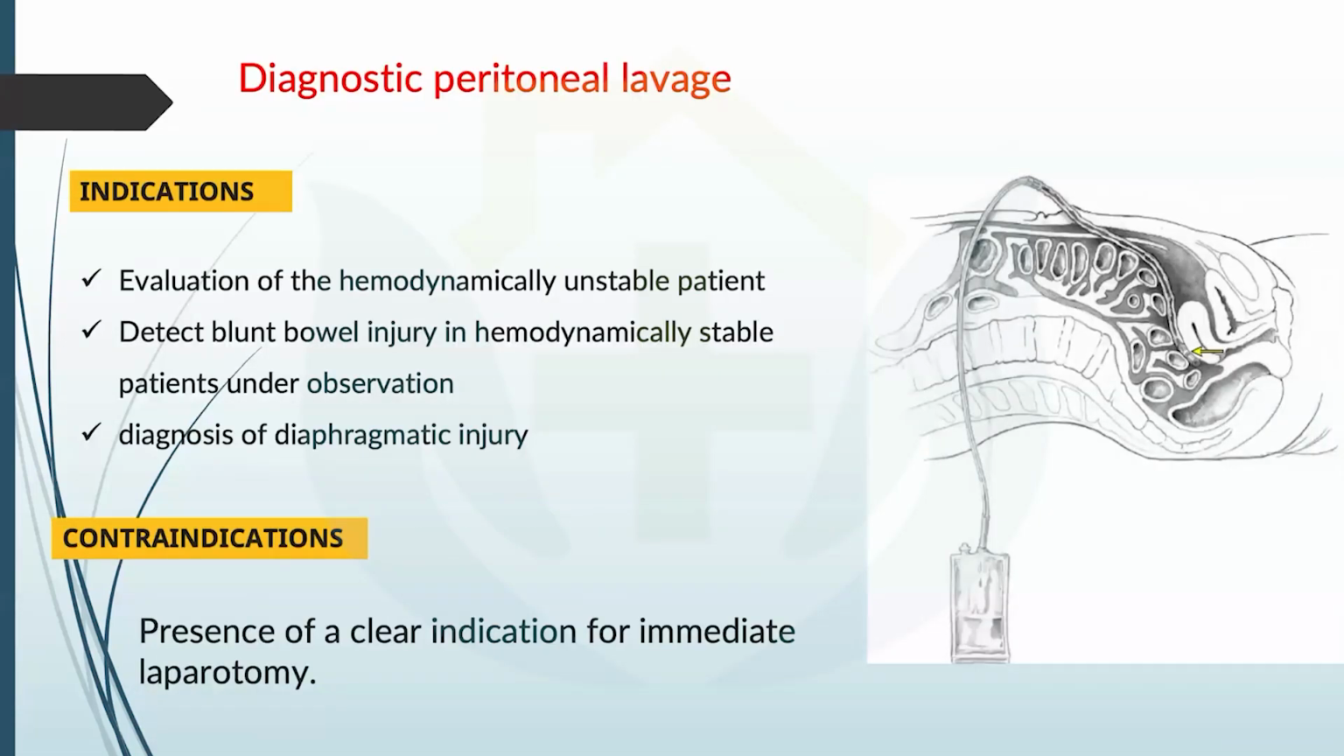There is an entity known as diagnostic peritoneal lavage. What is this? It is basically putting a catheter inside the abdomen and lavaging the entire intra-abdominal contents and getting the contents out of the abdomen and examining them, whether it is blood, whether it is bowel contents, and whether it is exudative sometimes. So the examination of the intraperitoneal contents by putting a catheter. Now, what are the indications? Indications are very, very few.